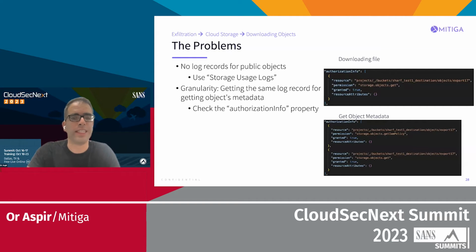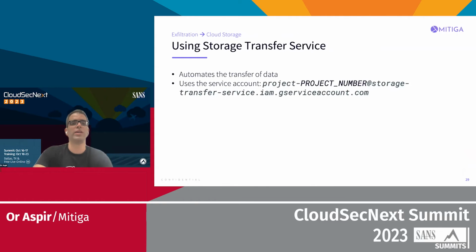So in this example, I showed you the direct way to exfiltrate data from your buckets, but there are more ways. And now I will show you a different way, which is using a service which Google provides you called storage transfer service. This service helps you automate transfer of data inside and outside of your GCP buckets. And this service uses its own identity, which is a service account. This is the format of this service account: you have the project number, and storage transfer service as a domain. And it uses the permissions of this service account and runs as this service account, not on your permissions.